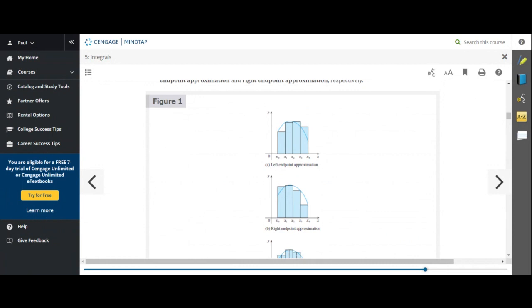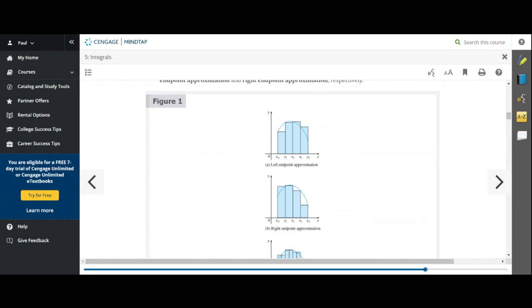All right, well, for figure 1b, they're using the right endpoint approximation. If you notice, the height of each rectangle there is determined by the value of the function at the right endpoint. So the first rectangle, the height is at f of x1. The second rectangle, the height is at f of x2. Okay, so that's called the right endpoint approximation.